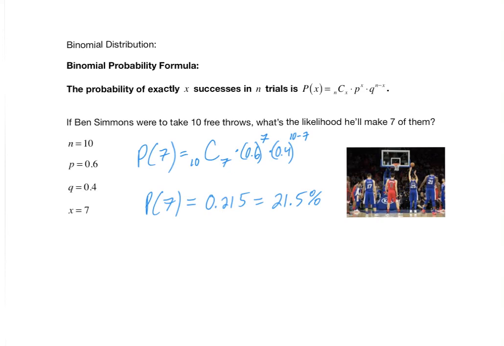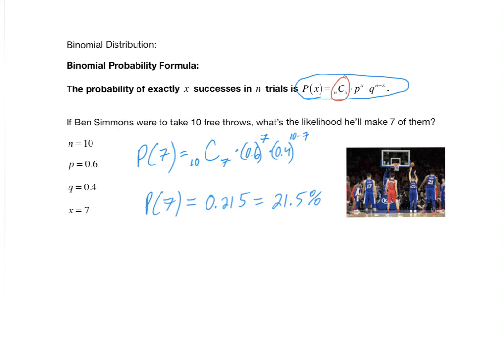Before we look at an additional problem, let me just quickly explain a little bit where this formula comes from based on our counting techniques. So when Ben Simmons shoots his 10 shots, do you care when he makes the 7? Does it need to be the 1st, the 3rd, the 4th, the 5th, 6th, 7th, and 9th? No, we just need him to make exactly 7 of them. That's the reason that you see the n choose x part in here. Because with n choose x, the order doesn't matter, so we don't care where they occur.